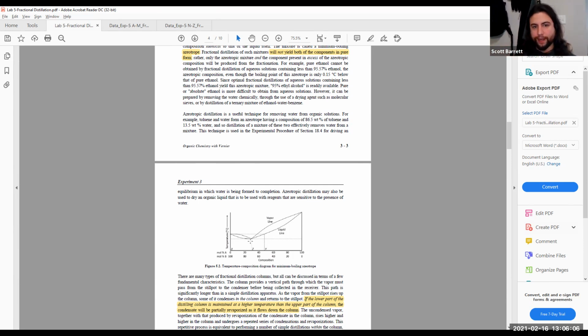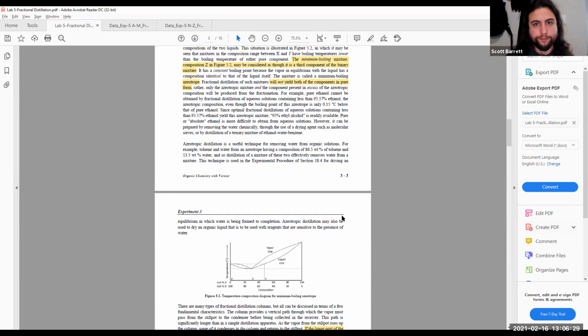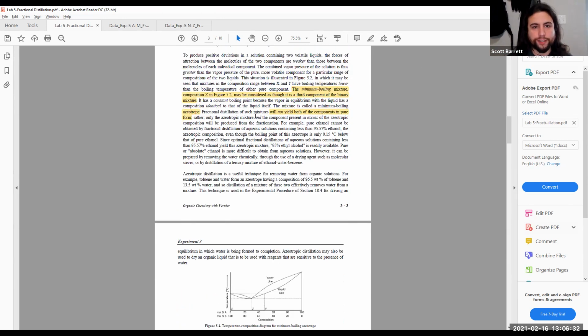So if you were boiling it at that given temperature, and it doesn't have it listed here, so it's not a very good example, but if you have it boiling at that temperature and you have 30% mole fraction A and 70% mole B, then they both would boil over and distill off. So unfortunately, you would not be able to purify it at that temperature. As I say here, fractional distillation of such mixtures will not yield both of the components in pure form. Rather, only the azeotropic mixture and the component present in excess of the azeotropic composition will be produced from the fractionation.